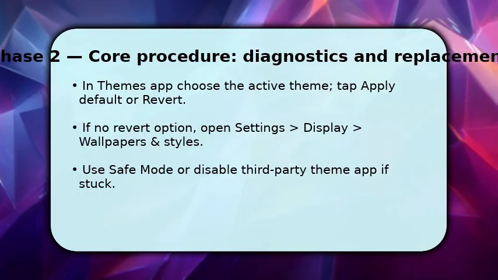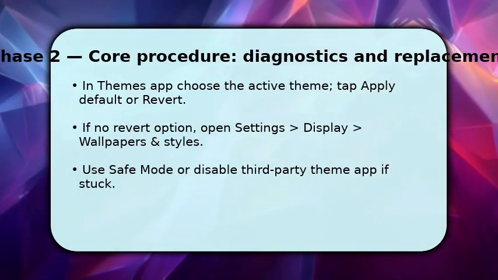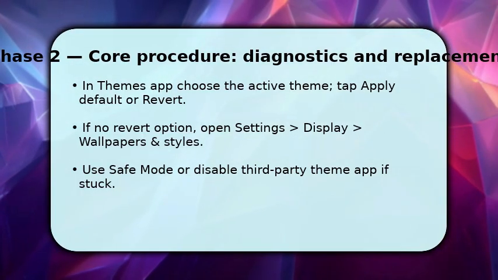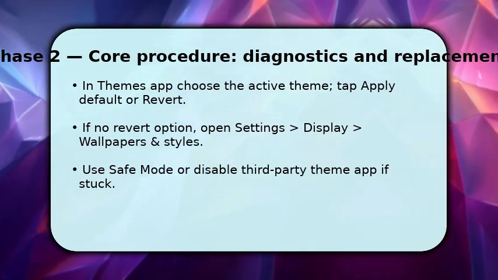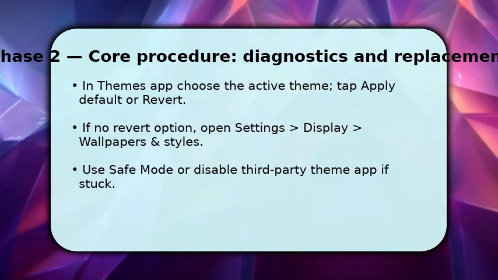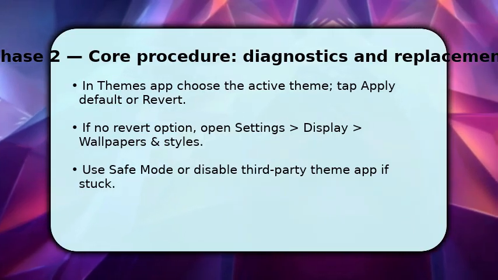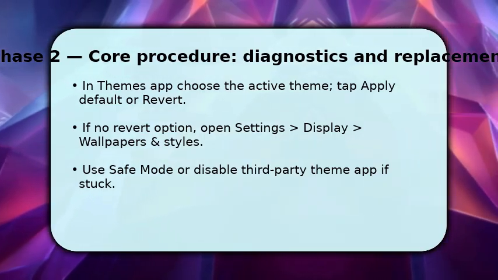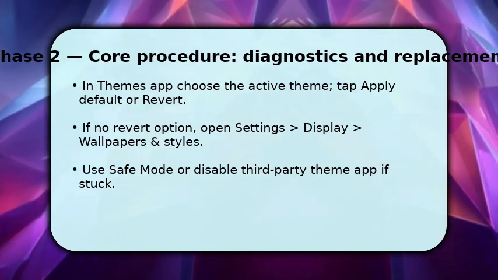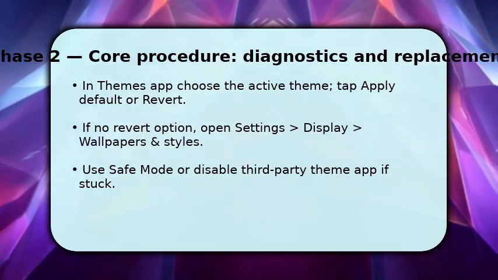If there is no direct revert, go to Settings, then Display or Wallpapers and Styles, and select the default system style. If Android blocks changes, restart into safe mode and remove the theme app data, then reboot. Make sure to check lock screen and fonts after reboot to confirm full reversion.